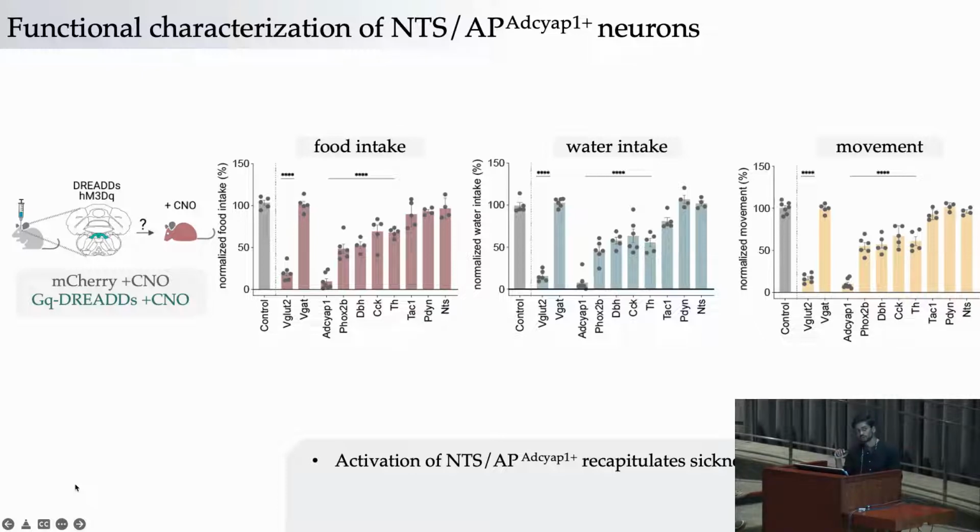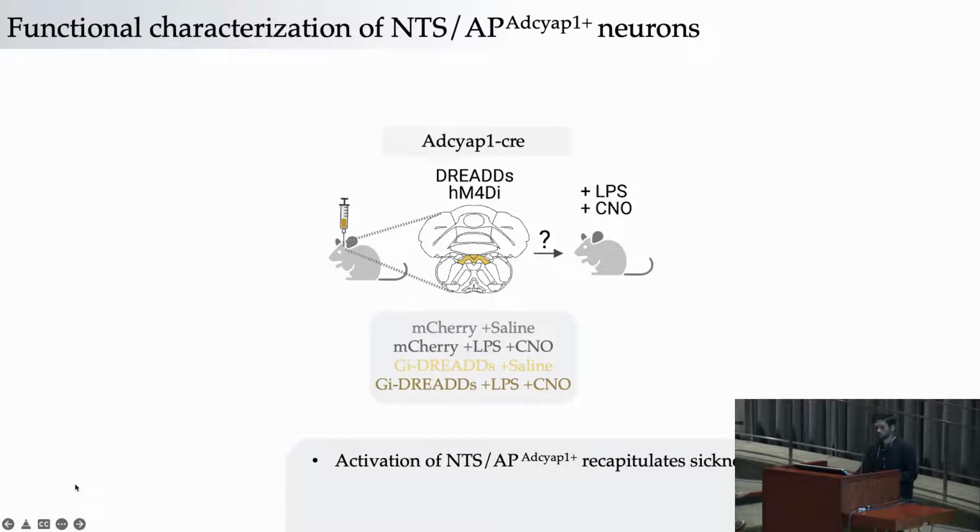So while we were able to show that these neurons are sufficient to drive the response, it doesn't tell us necessarily that these are the ones physiologically mediating the response. So then now we can ask the question of, using the same system, can we make animals sick with LPS and activate these neurons and ask what happens to their behavioral response?